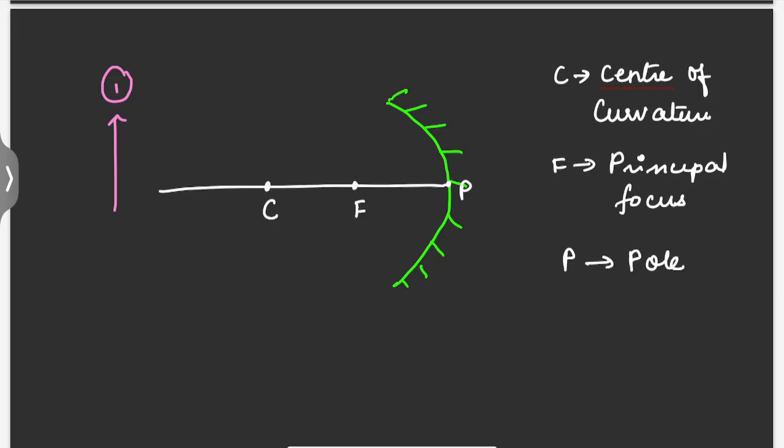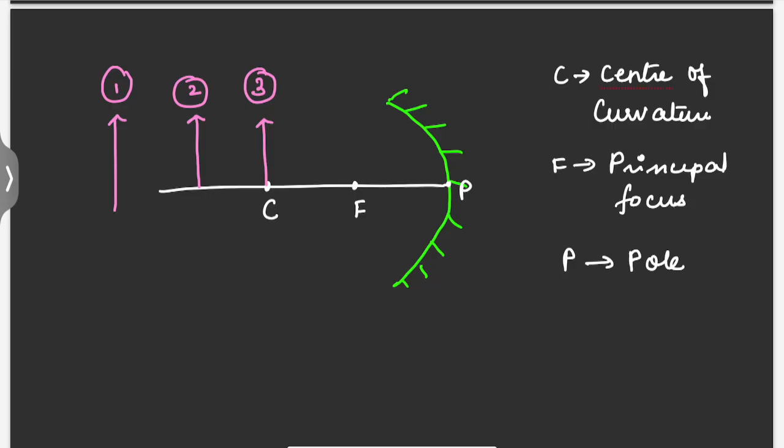The second position of the object is in the second ray diagram. In the second ray diagram, the object should be placed here, that is beyond C. C is here, so this position is called beyond C. So we are placing it beyond C. And the third position is exactly on C. The position of the object in the third ray diagram is on C.